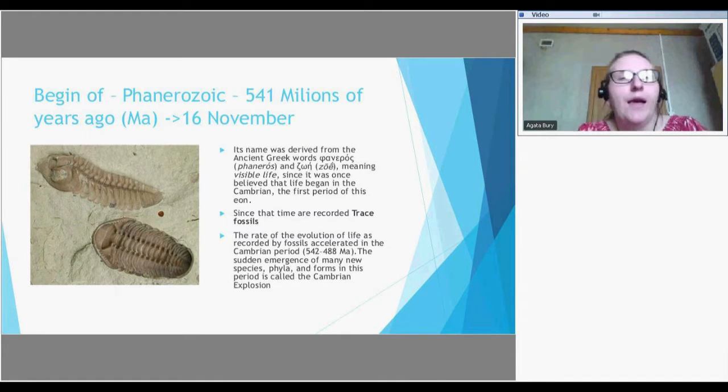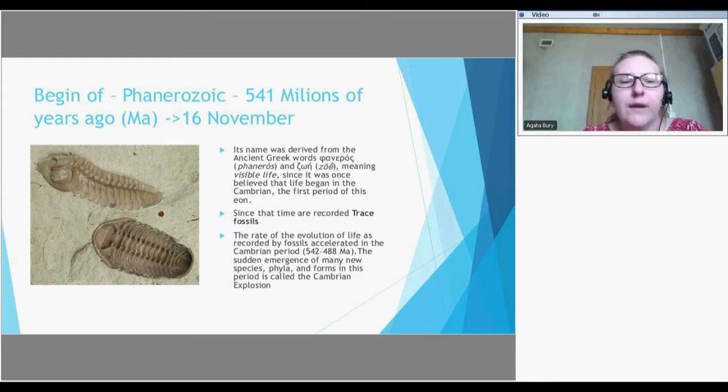And the beginning of Phanerozoic, 541 million years ago. So in our year, it's 16th November. And the name Phanerozoic is from Greek and means visible life. And since that time, we have recorded trace fossils.